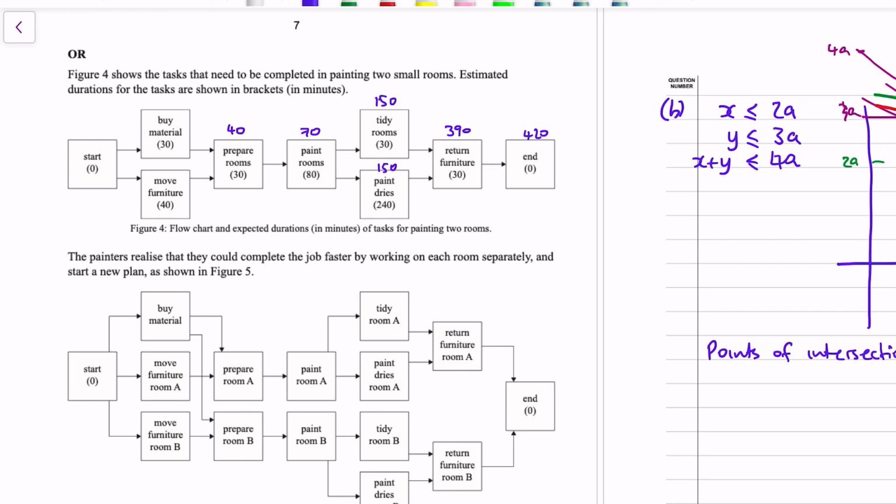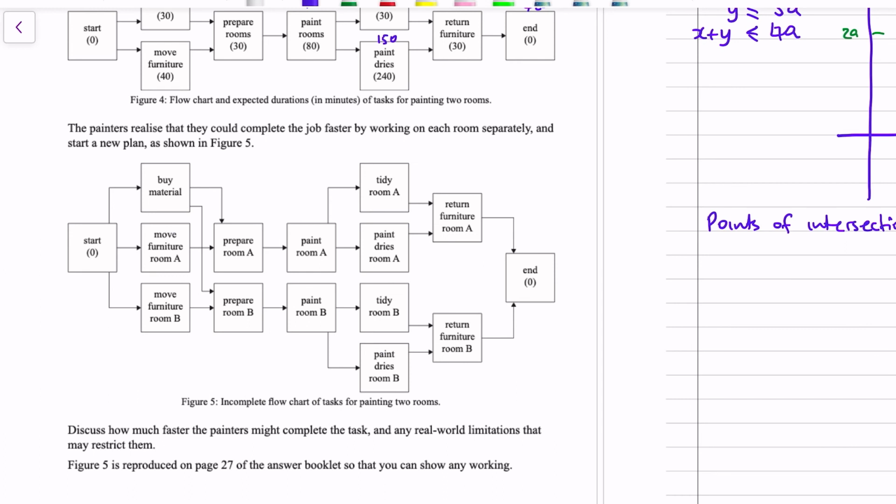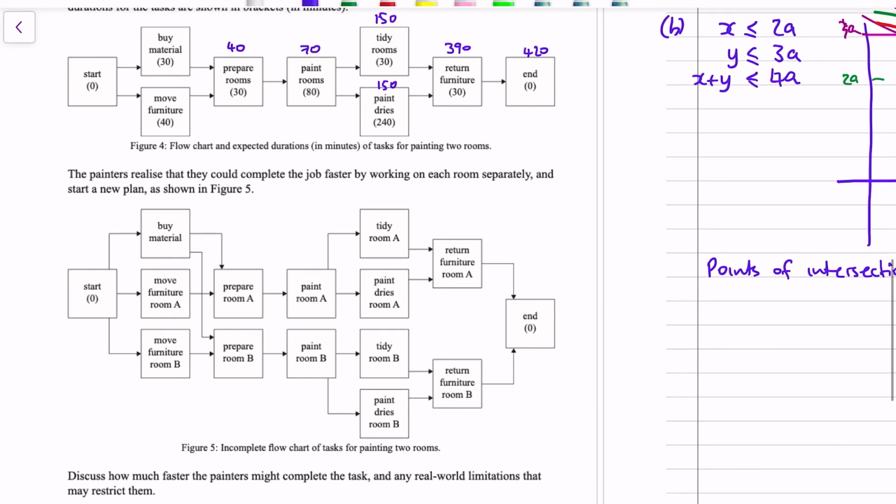Discuss how much faster they might complete the task. So the buying material hasn't been split, so we keep that at 30. It does say here that the figure was reproduced in the answer booklet for you to annotate over it. Moving furniture from room A and moving furniture from room B, let's assume that the rooms are of equal size and equal amounts of furniture in them. So 20 minutes for each of those.